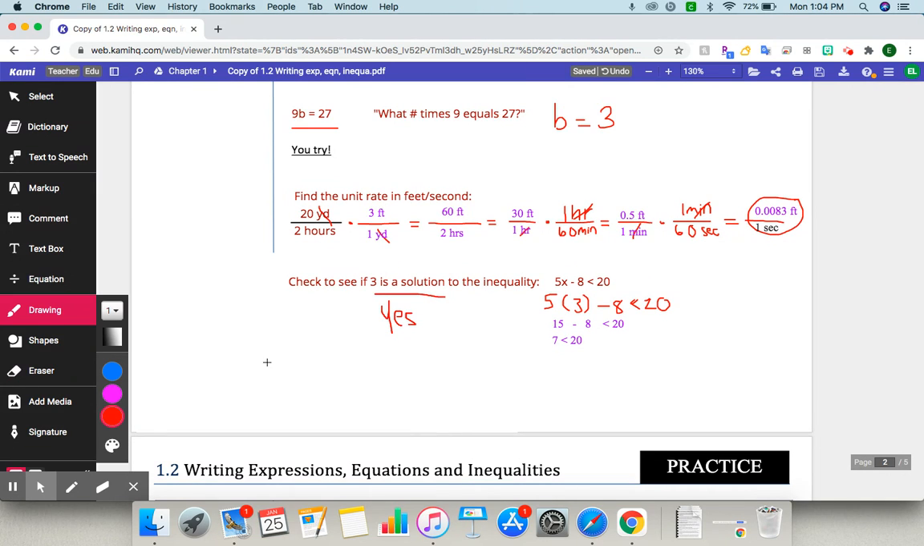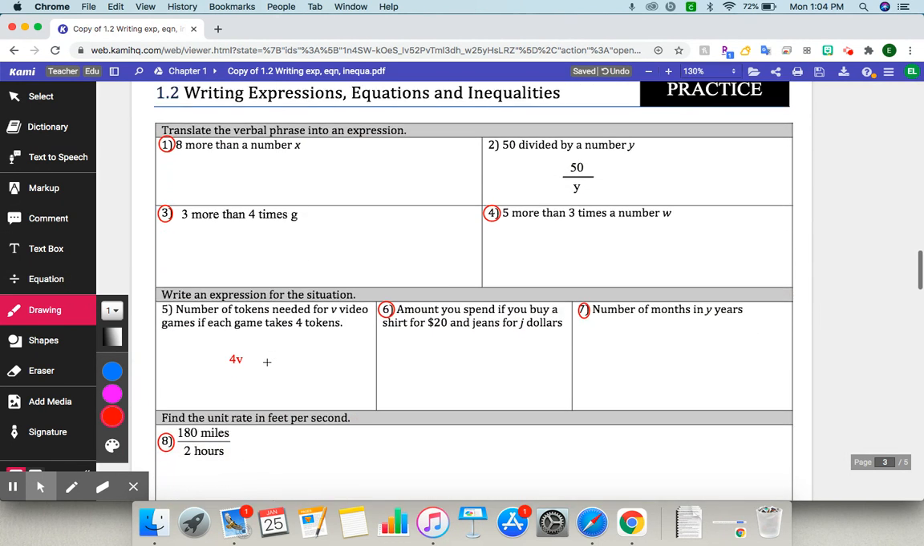Make sure you complete the practice questions by the end of the week, and you only need to do the circled ones.